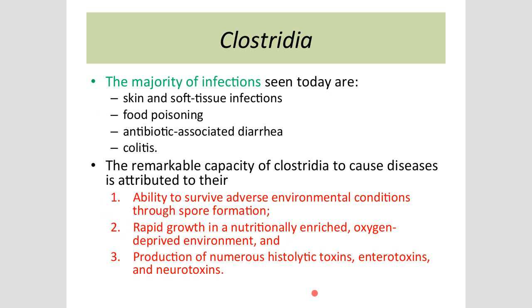So why do they cause disease? Why do they cause disease? Because they have those virulence factors. And some of the virulence factors they have is an ability to survive in adverse conditions. They form spores. So these are spore-forming bacteria. They grow rapidly in a nutritionally enriched and oxygen-deprived environment. They don't like oxygen. So that would tell you that they would love to grow on dead tissue.